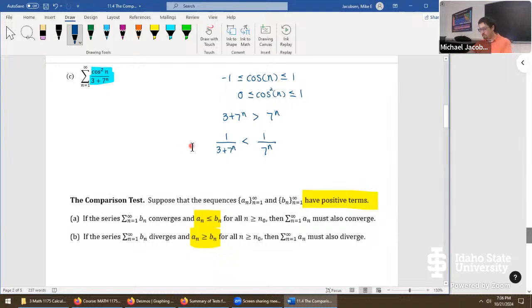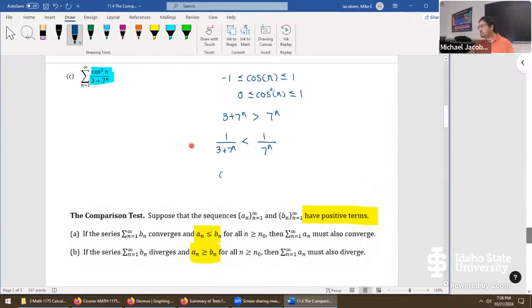So here's our next step. Cosine squared n divided by 3 plus 7 to the power n. We already know we get less than when we put in the denominator 7 to the power of n. But again, notice how touchy this is. If that was a minus right there, the whole comparison test doesn't work for this. So everything has to be kind of rigged just right.